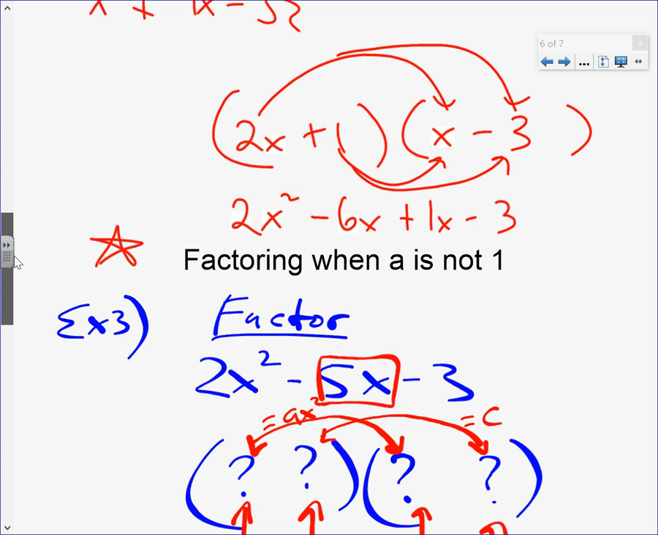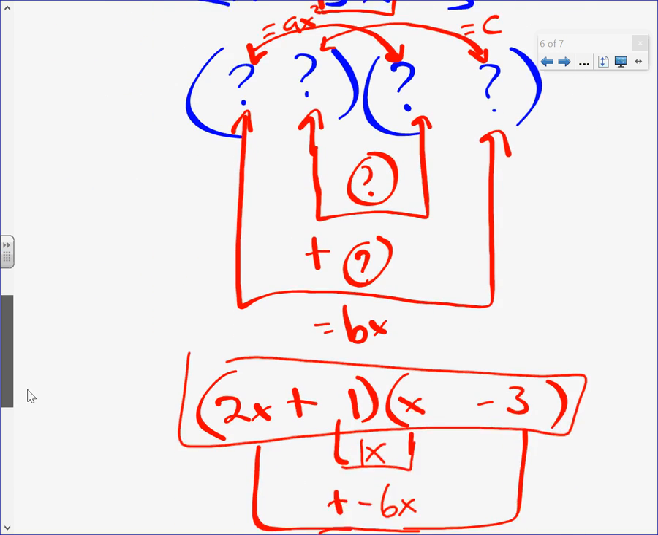Don't lose sight of what we're doing. We're just factoring. I'm telling you.